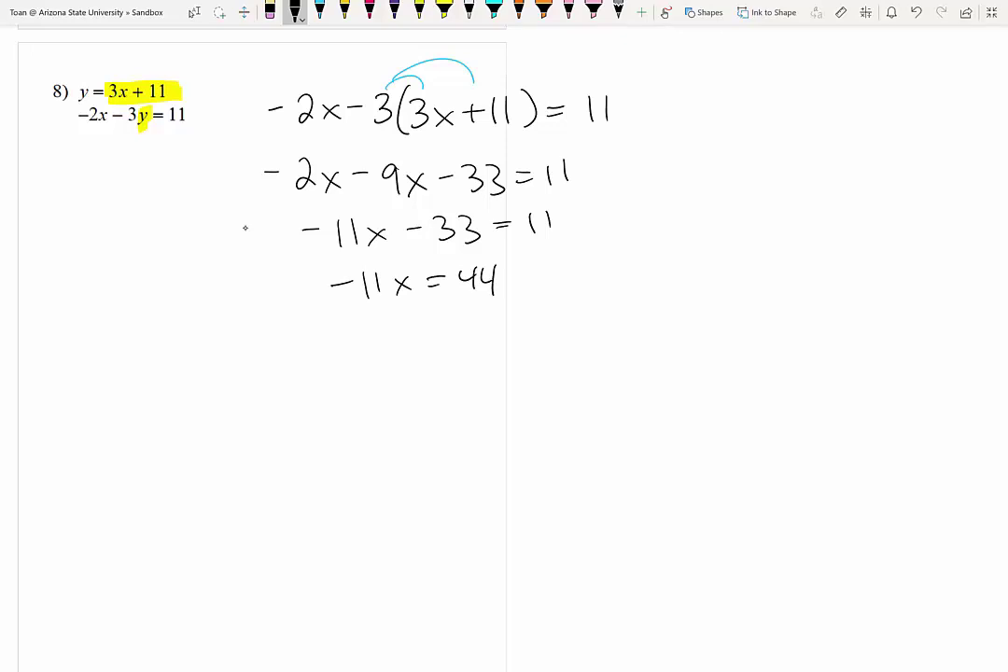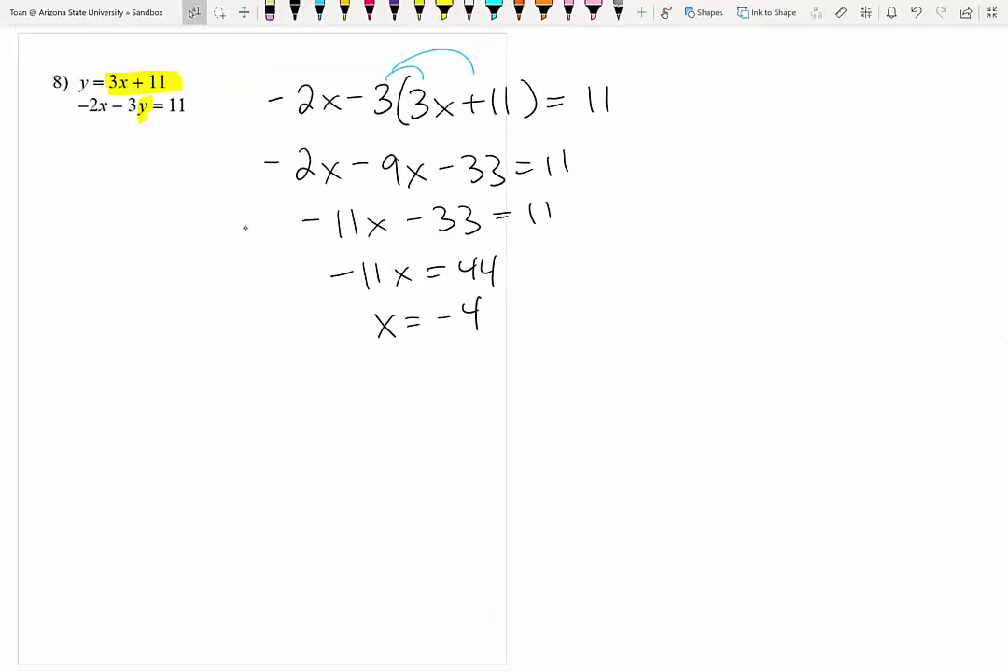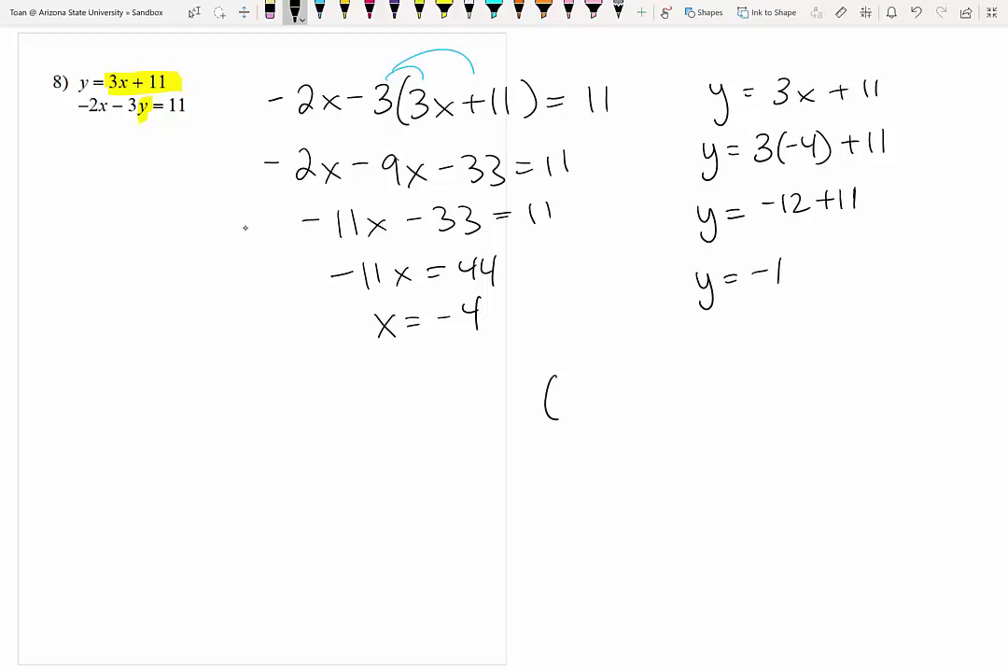Divide both sides by negative 11: x equals negative 4. And then all you have to do is substitute x equals negative 4 into any of the original equations, the first one or the second one, it doesn't matter. Since the first equation is already solved for y, that might be the easiest one to use. So substituting a negative 4 in for the x, doing some math, 3 times negative 4 is negative 12, and negative 12 plus 11 is a negative 1. So there's our solution, negative 4 comma negative 1.